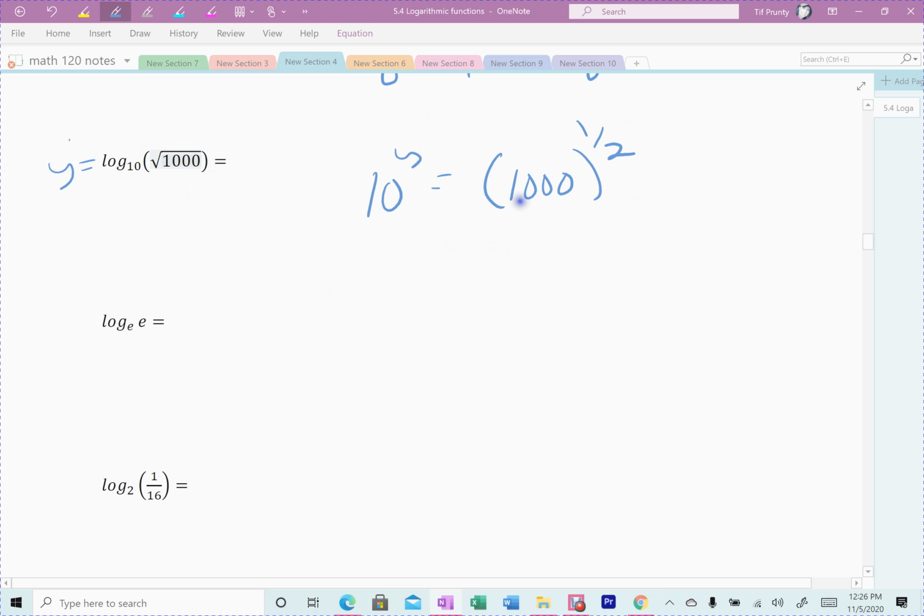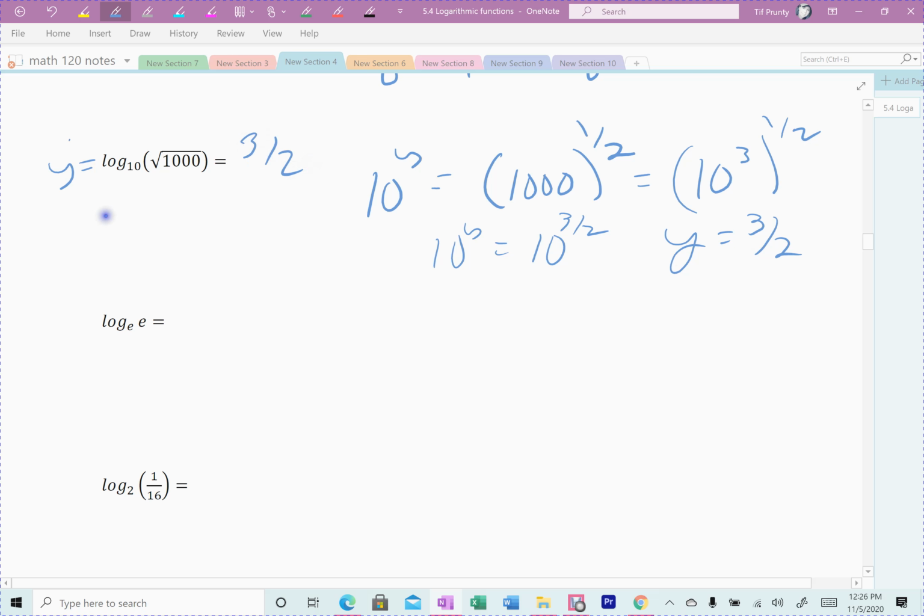Alright, then my 10 is the base that I want, and so remember, that is 10 cubed. We did it earlier. And so 10 cubed is 1,000. The square root of that, which is the half power, and if I simplify that, that's 10 to the 3/2. And so y has to be 3/2 in this case. 3/2 would be the answer. And again, if you wrote it out, 10 to the 3/2 is the same as the square root of 1,000. If you type both of those in your calculator, you'll get the exact same answer.